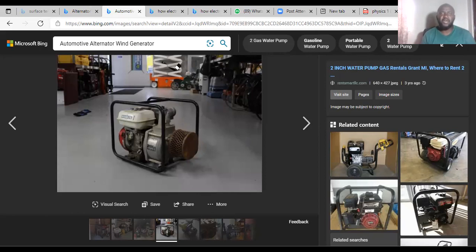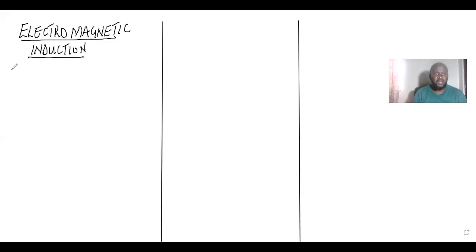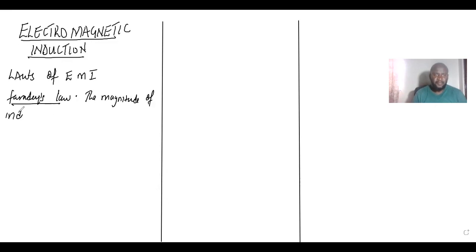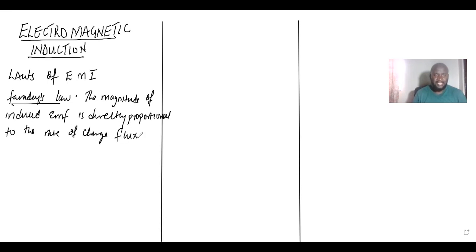So with that, we can now go back and talk about our laws. I've sent you the notes, you'll have them. So we have laws of electromagnetic induction. And the first law is what we call Faraday's law. And this Faraday's law states that the magnitude of the induced EMF is directly proportional to the rate of change of flux linkage. The flux linking either the coil or the circuit.